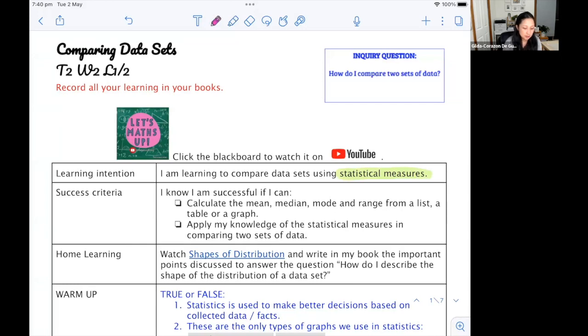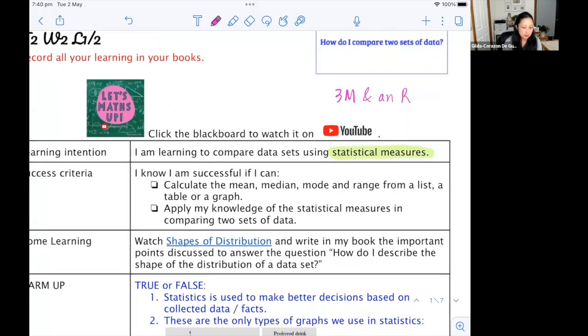Or we term them as our 3 M's and an R, right? 3 M's and an R. 3 M's, what are they? Your mean, median, mode, and then R for the range, right?